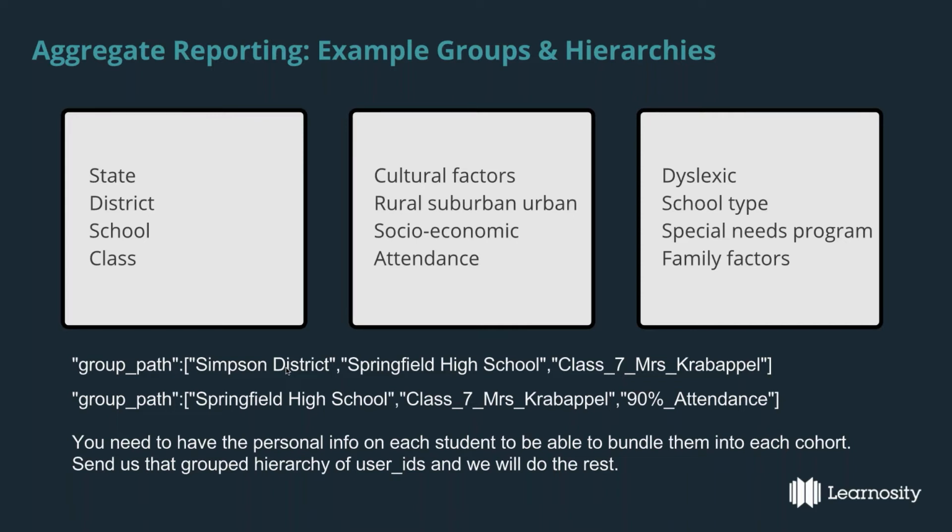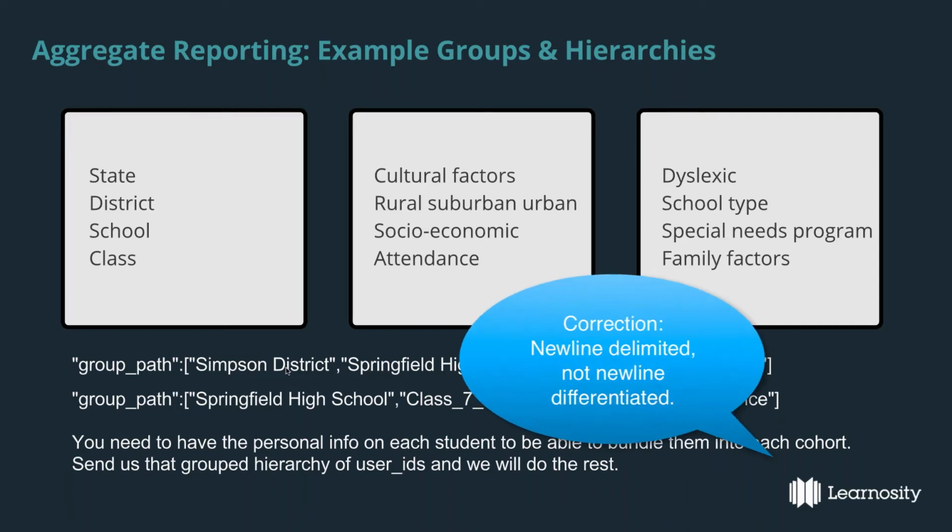So that's one example of how you would define a hierarchy. And then you tell us all of the students that are in that hierarchy. And that's presented as ND-JSON. That's a newline-delimited JSON file. We'll see one of those shortly.